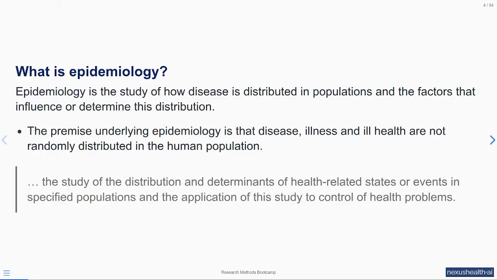Epidemiology is the study of how disease is distributed in populations and the factors that influence or determine this distribution. The premise that underlies epidemiology is that disease, illness, and ill health are not randomly distributed in the human population. We can therefore think of epidemiology as the study of the distribution and determinants of health-related states or events in specified populations, and the application of this study to control of health problems.